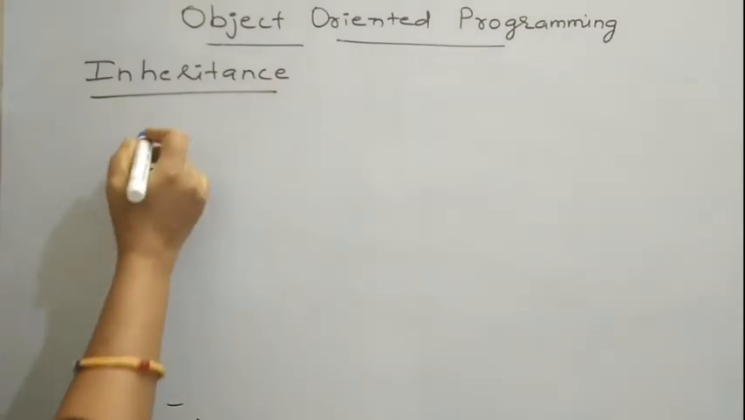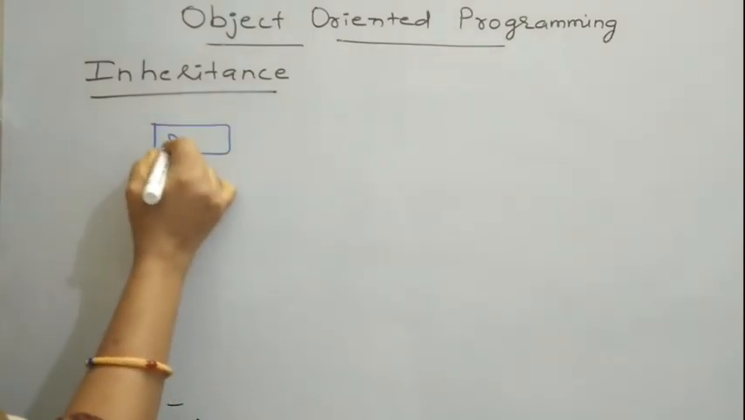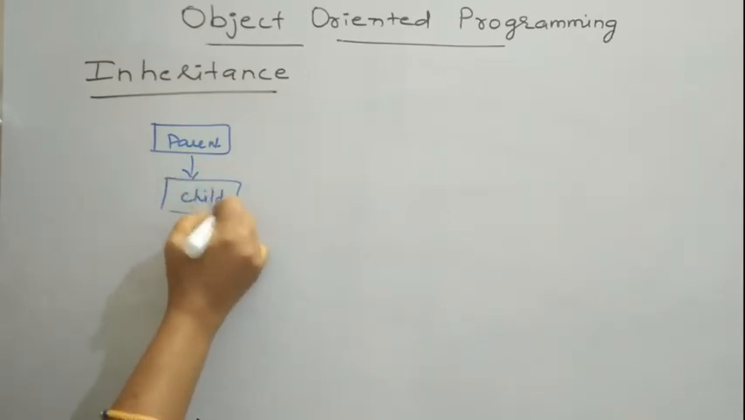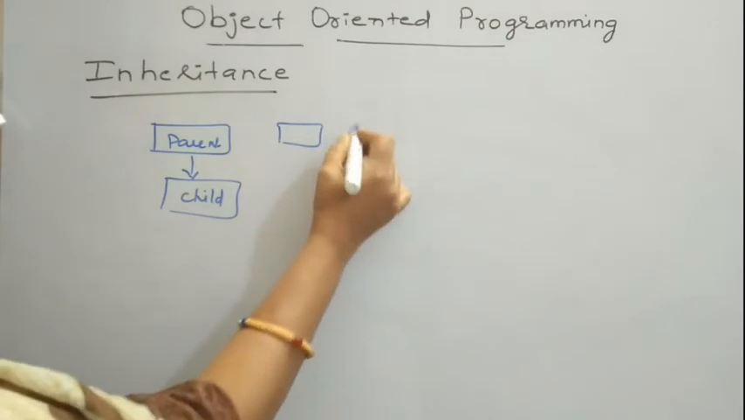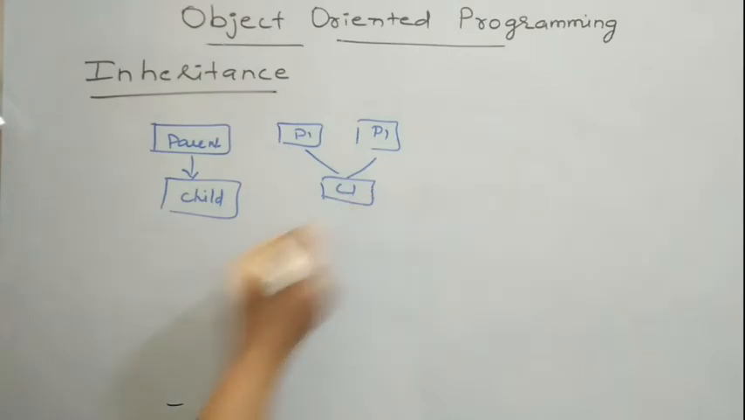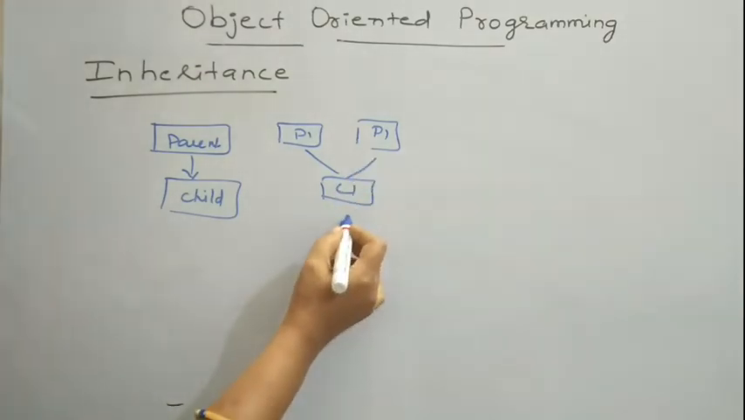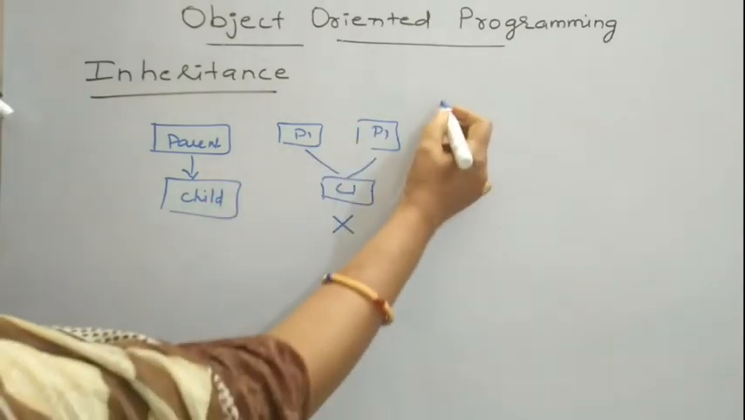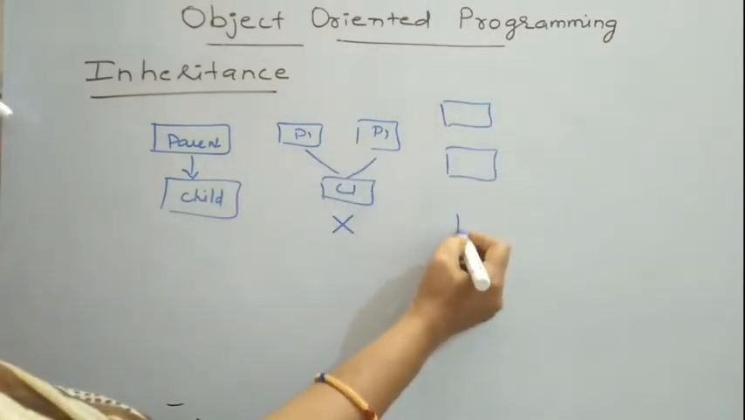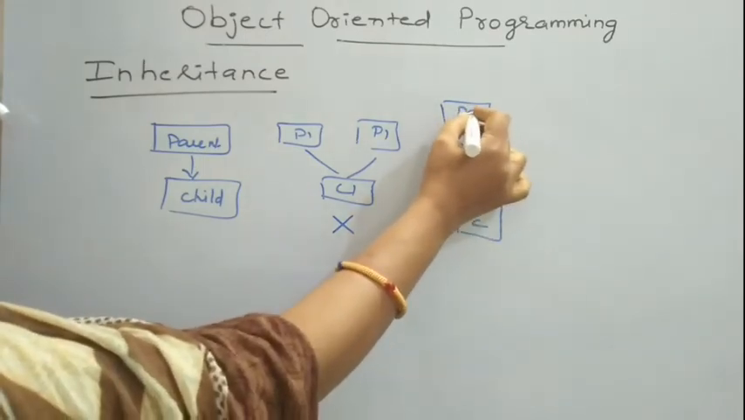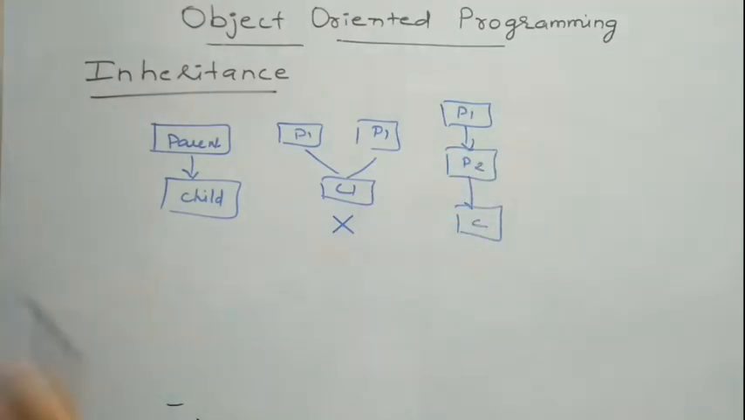We have different types of inheritance. In single inheritance, we have a parent class and then a child class. In case of multiple inheritance, we have more than one parent class which creates a child class. This is not supported by Java. C++ supports multiple inheritance. And then multi-level inheritance: a child class that has parent classes at different levels. These are the different types of inheritance.